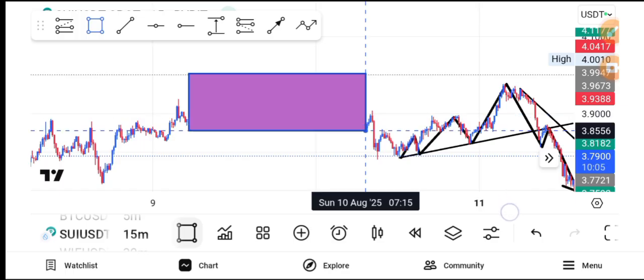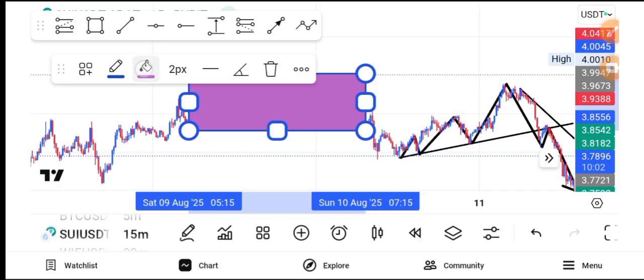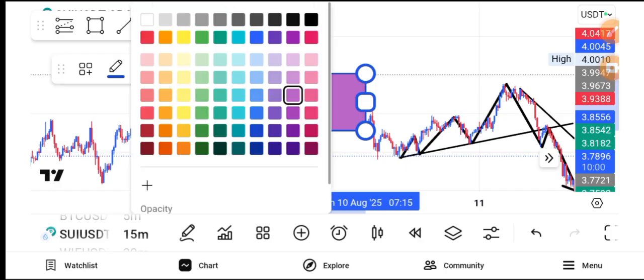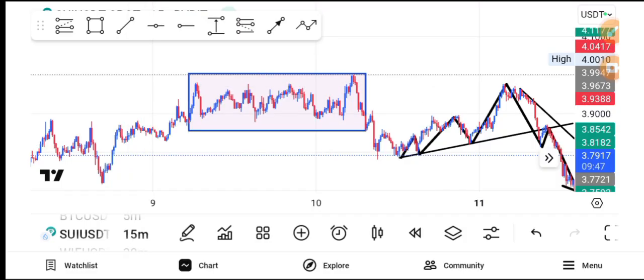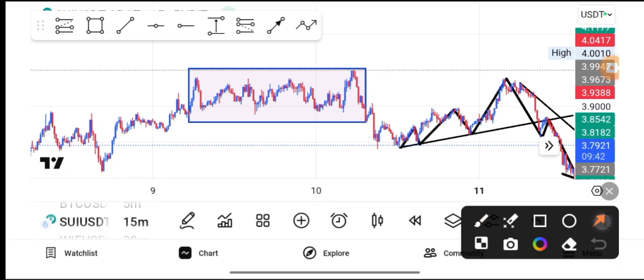All right, so at this point I want to change this. All right, so this is great. Look at inside this rectangle. Look at inside it. The market was just going up, coming down, going up, coming down, just inside this box. You understand? So it never broke out until this very point here.